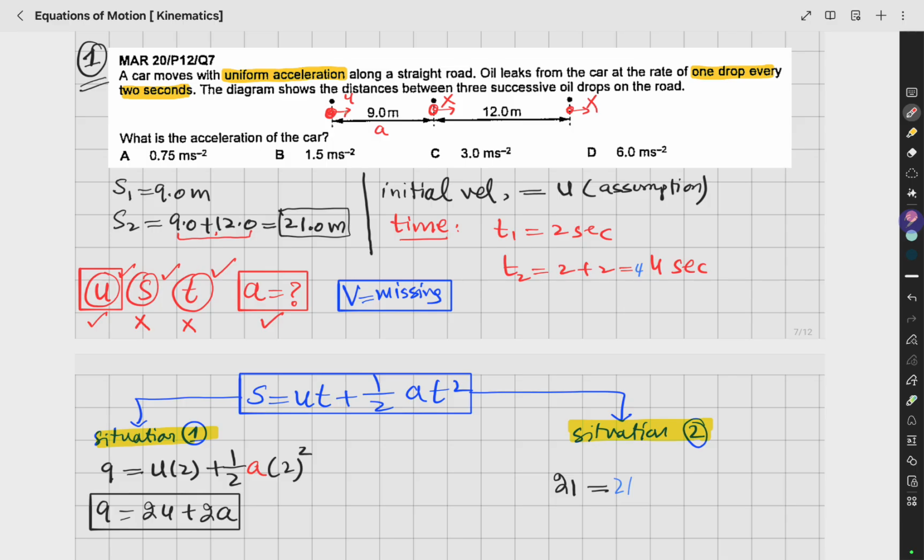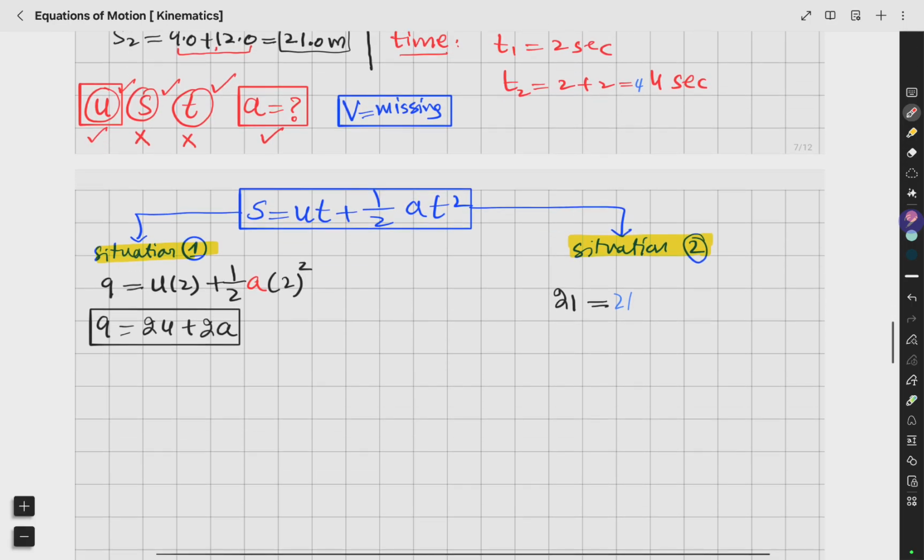So what I do is I say, okay, this is the first situation, and in the second situation, I can take the same velocity as u. So in both situations, the initial velocity can be the same. That's why I took the second situation distance as 21. So 21 equals u into 4, because time is 4 seconds now, plus half a and 4 squared. So simplify it. It will be 4u plus 8a.